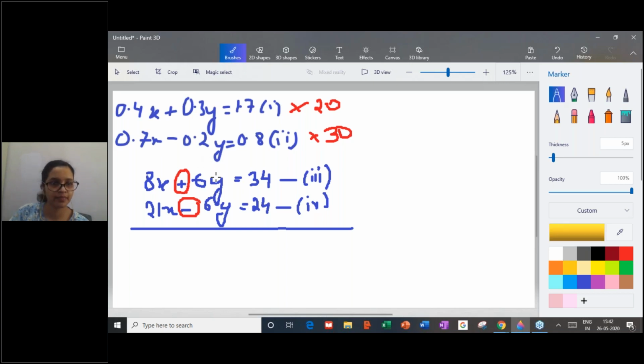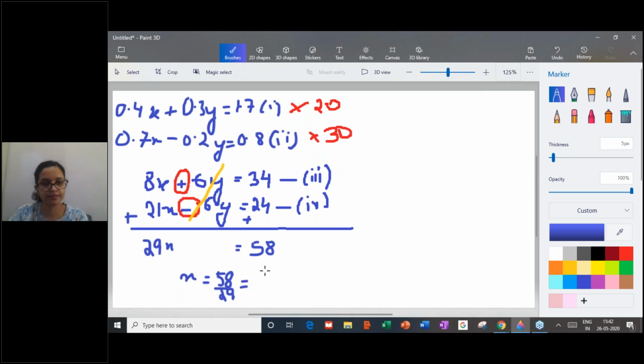So I'm just going to eliminate this. What do I get when I add? There's a plus sign here, plus sign here. 21 and 8 becomes 29x is equal to 58, right? So x is equal to 2, right? Now substitute the value in whichever equation. Again, if you are scared of decimals, substitute it in either 3 or 4.